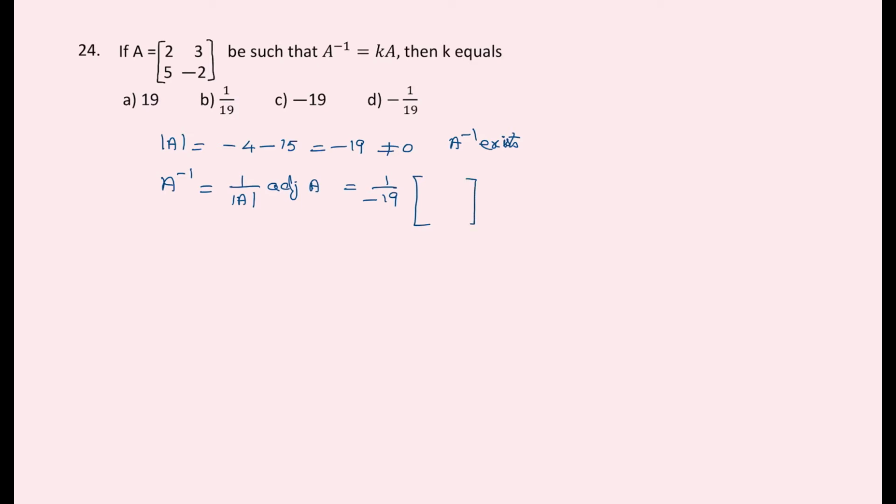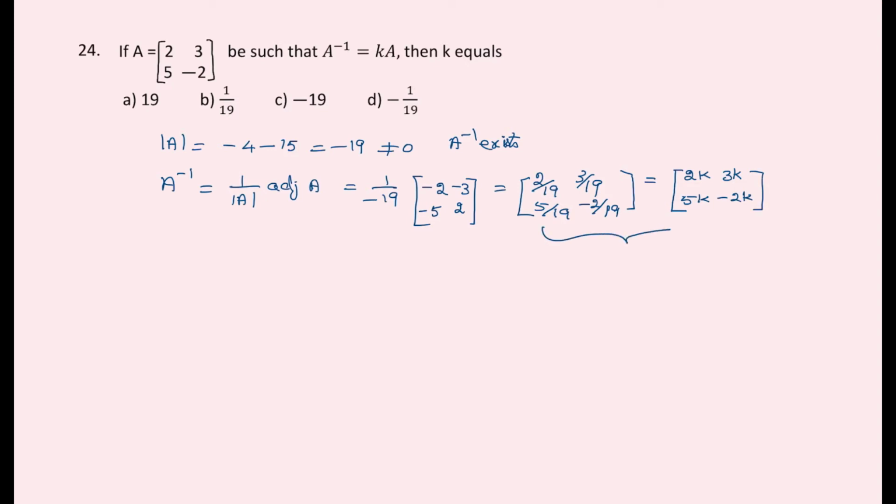Adjoint of A, it is very easy to write the adjoint of a 2 by 2 matrix. We interchange the diagonal elements and we change the sign of the non-diagonal elements. We get the adjoint. Now this is 2 over 19, 3 over 19, 5 over 19, minus 2 over 19. This is equal to k times A. To multiply a matrix by a scalar, we multiply each and every entry by that scalar k.